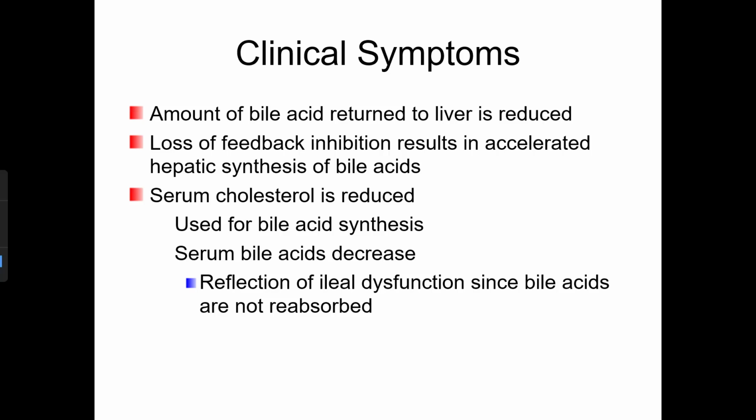Clinical symptoms: the amount of bile acid returned to the liver is reduced. Loss of feedback inhibition results in accelerated hepatic synthesis of bile acids. Serum cholesterol is reduced, since it is used for bile acid synthesis. Serum bile acids decrease, and there's a reflection of ileal dysfunction since the bile acids are not reabsorbed.